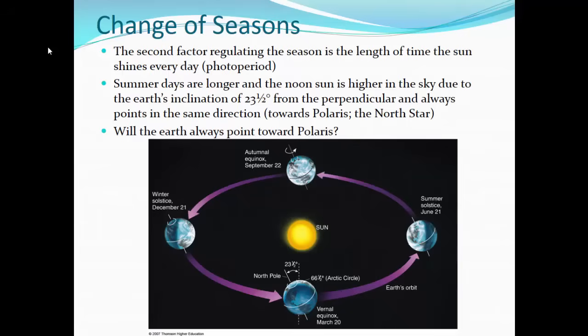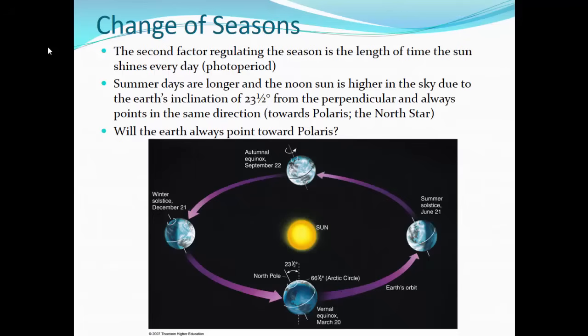The second factor regulating the season is the length of time the sun shines every day, the photoperiod. Summer days are longer, and the noon sun is higher in the sky due to the Earth's inclination of 23.5 degrees from perpendicular, and always points in the same direction. That's kind of a by the way. The axis always points in the same direction. Well, look at the axis in this picture, always pointing up and to the left. Where is it pointing? It's pointing toward Polaris, the North Star.